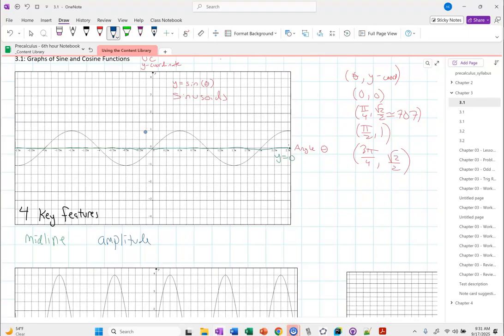Okay. The next thing we're going to talk about is the amplitude. And that is just the distance between the midline and the highest or lowest spot on the graph. So there's lots of places where we could measure the amplitude, right?